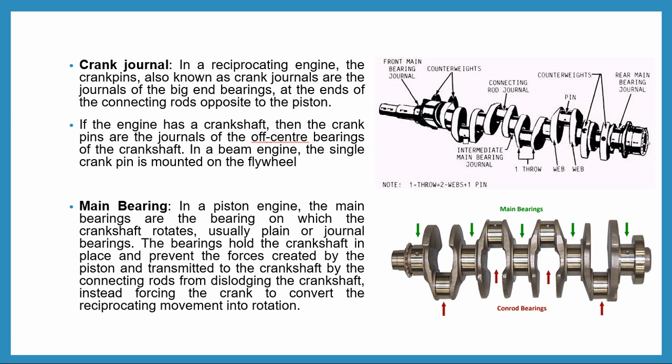And one more thing, one throw of the crankshaft means two webs and one crank pin together are called one throw. When we are talking about the classification of the crankshaft, we are talking about single throw, double throw, four throw or six throw. Here the throw means two webs and one pin together are called a throw.